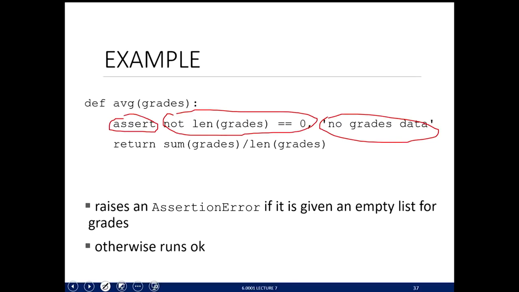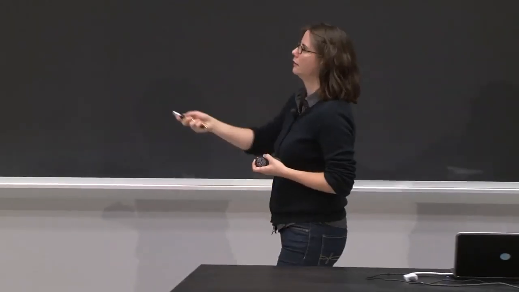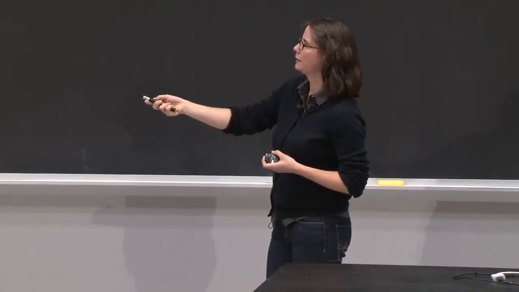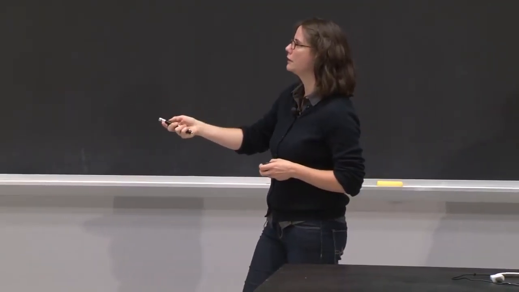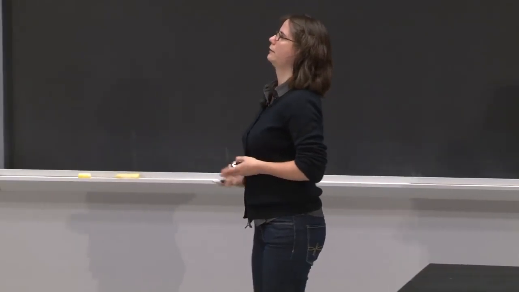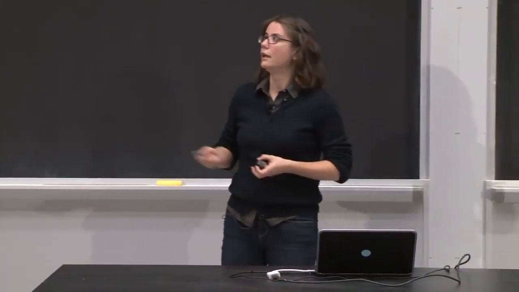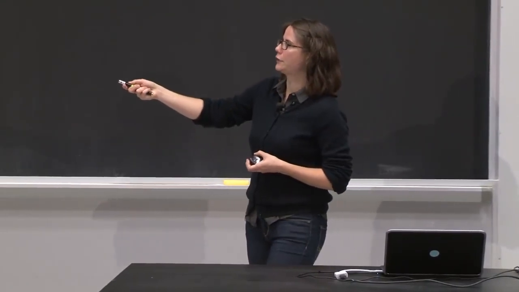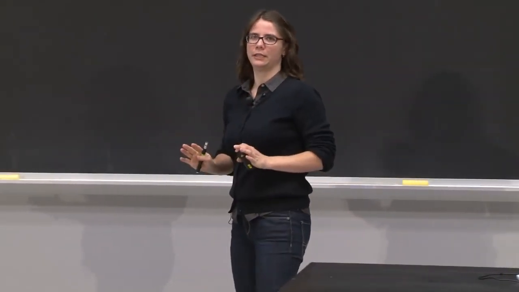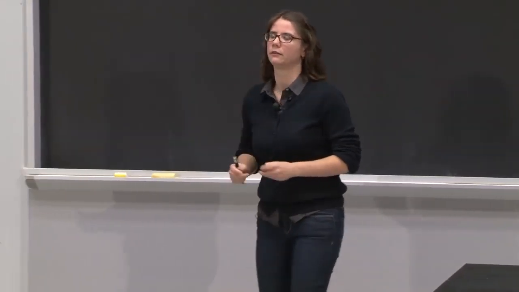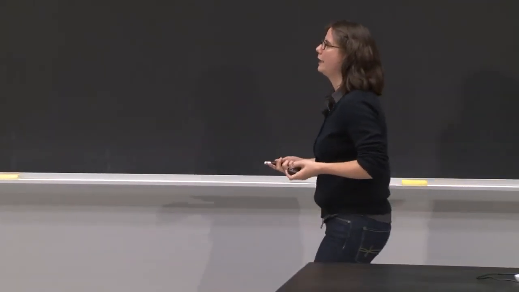So if you run the function and you give it a list that is empty, this becomes false. So the assert is false. And we're going to print out an assertion error, no grades data. Okay? If the assert is false, the function does not continue. It stops right there. Why does it behave this way?